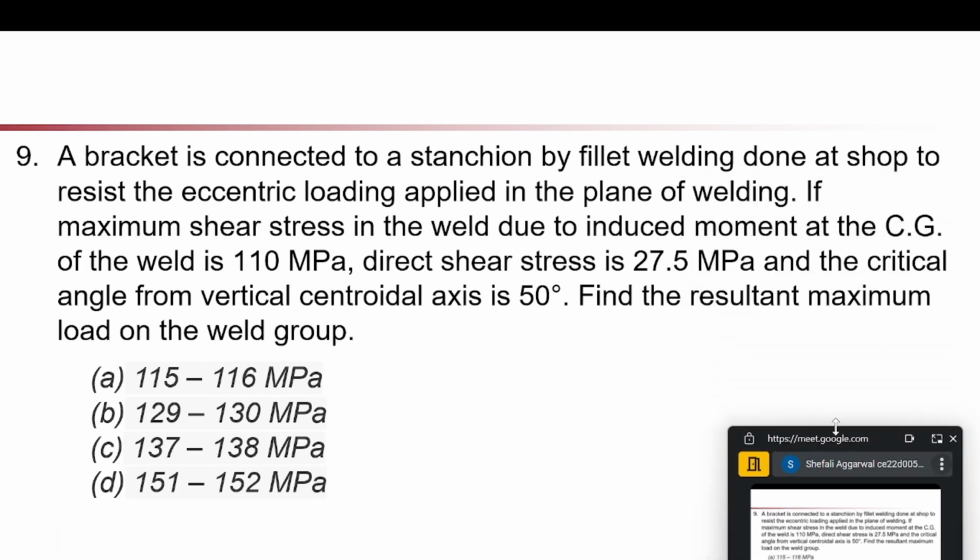Next question is, a bracket is connected to a stanchion by fillet welding done at shop to resist the eccentric loading applied in the plane of welding. If the maximum shear stress in the weld due to the moment is 110 megapascal, direct shear stress is 27.5 megapascal, and angle theta is given by 50 degree. Find the resultant maximum load.